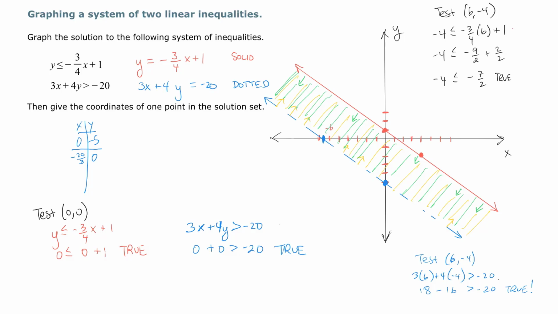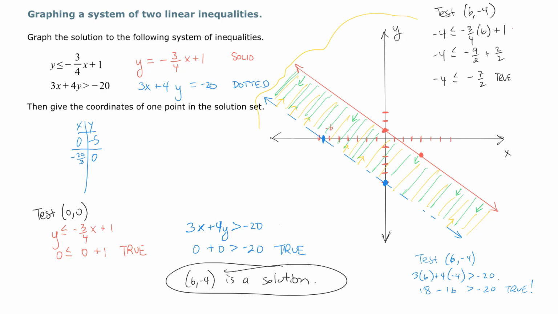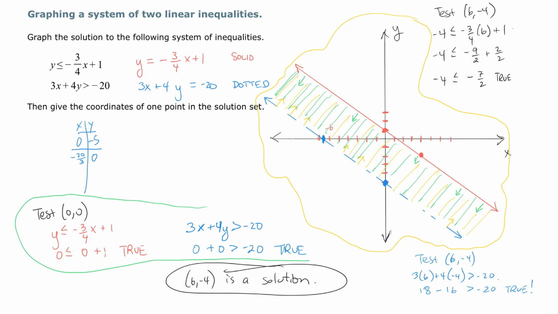I want to write that down. 6, negative 4 is a solution. And circle your graph. That's very, very important. Boom. One more thing to circle, and that is your test values. You probably should show this work. This is good writing to communicate to somebody else.